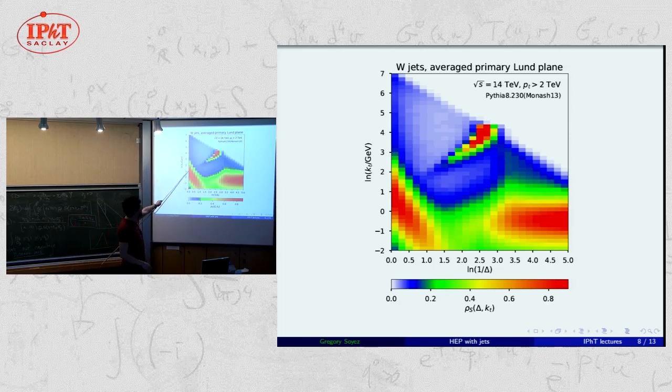Until you hit again some point where you get an underlying event that starts and pollutes you. So a pure QCD calculation would not have things here, and that's again an illustration that the underlying event is at some point going to kill your beautiful idea of imposing no QCD emission in there.